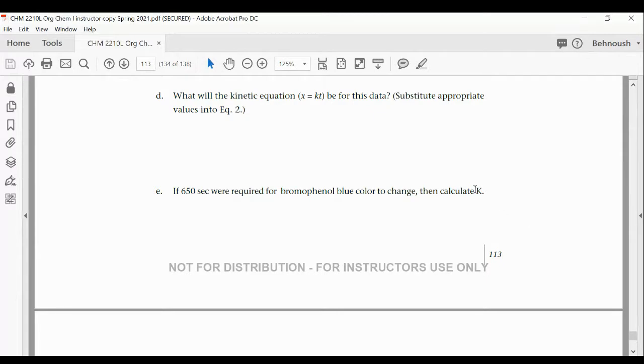If it is 650 seconds, what's the value for K? You just divide the number by the seconds. You find the value for K.